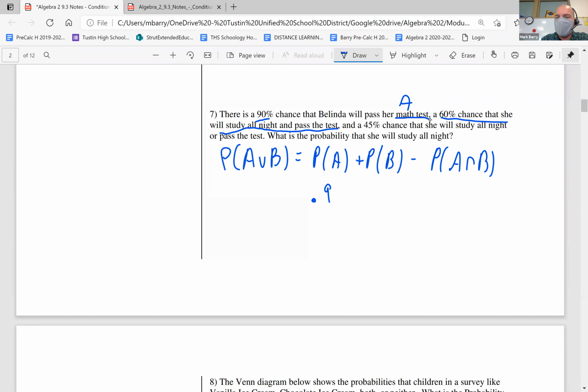She has a 60% chance that she will study all night and pass the math test. So that is "and," which goes here in the symbol that's not a U, it's an upside down U. Remember, the U symbol means or, and the upside down one means and. Then we have a 45% chance she will study all night or pass the test. So that is our or probability, and I'll put that up here at 0.45.